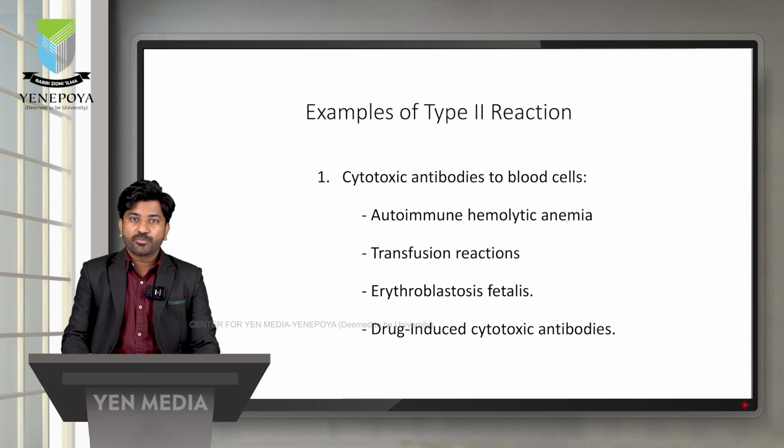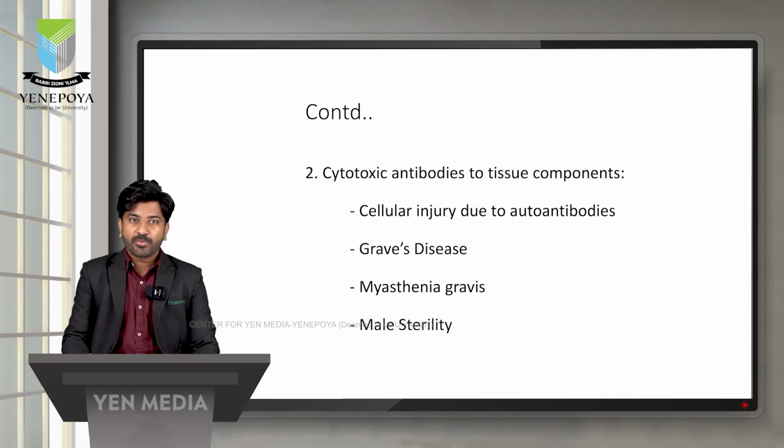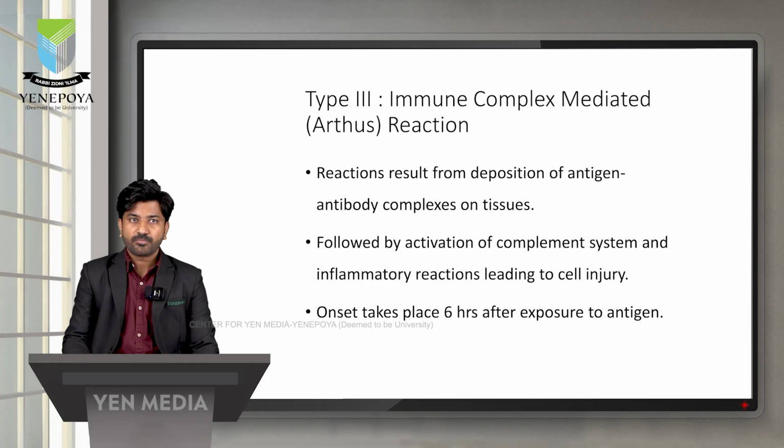Examples of type 2: autoimmune hemolytic anemia, transfusion reaction, erythroblastosis fetalis, drug-induced cytotoxic antibodies. These are all type 2 reactions that are associated with the blood cells. When you look at the tissue components, the examples are cellular injury due to autoantibodies, Graves' disease, myasthenia gravis and male sterility. These are some of the examples.